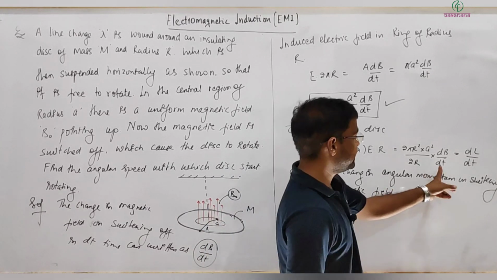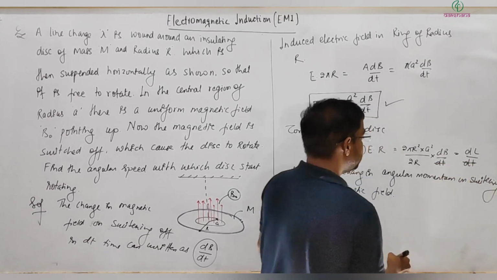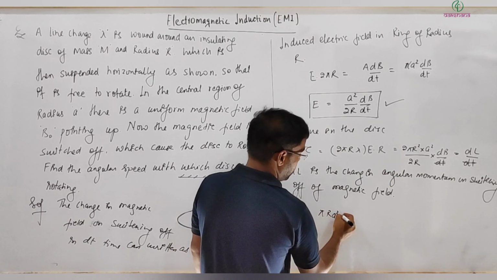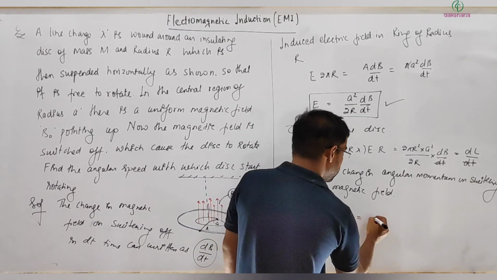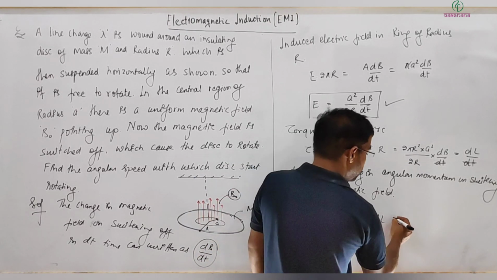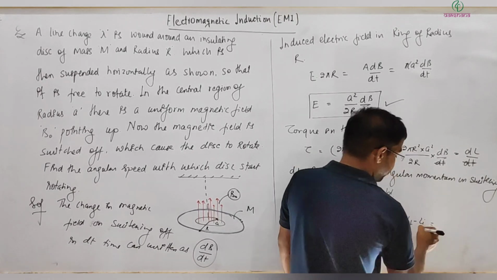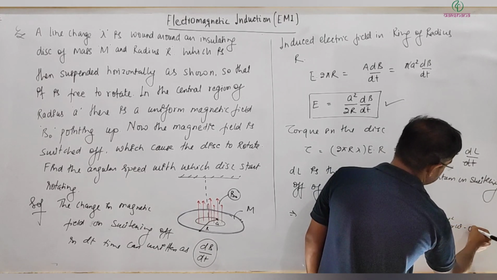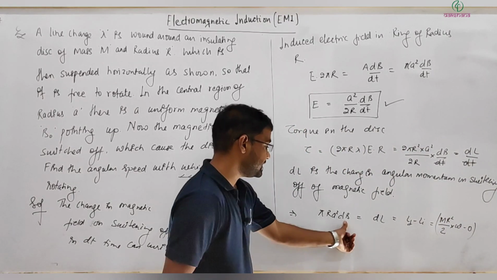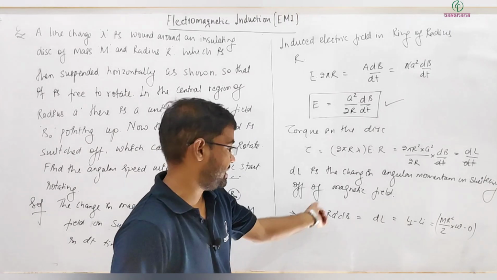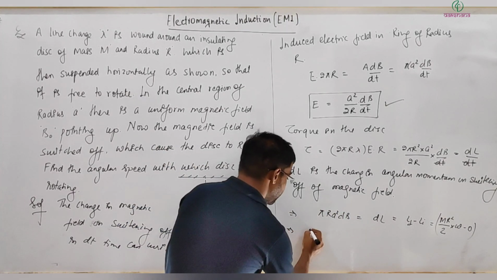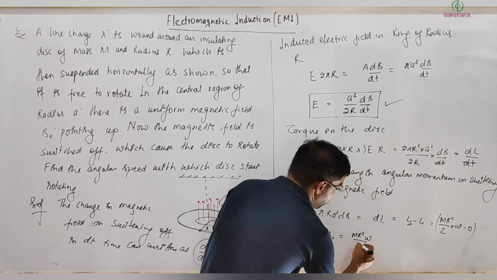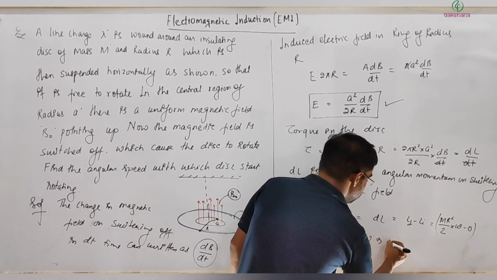So first thing is, if I simply cancel this dt, then I am getting here, and one r also 2 gets cancelled. This is pi R a square into dB is equal to what? DL. And DL is equal to L final minus L initial. L final, for a disc, is the moment of inertia MR square by 2 multiplied by omega, minus L initial, which is 0. Clear? And this dB, the change in magnetic field, will be equal to what? B naught minus 0, is it? So this implies pi R a square into B naught is equal to MR square into omega by 2. One R gets cancelled, and this implies omega is equal to what?